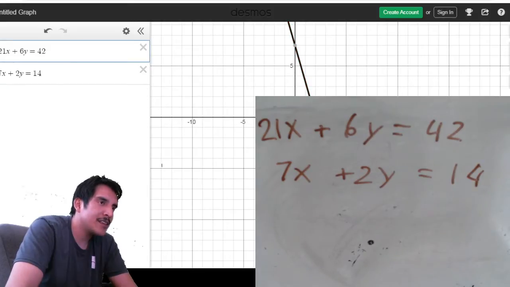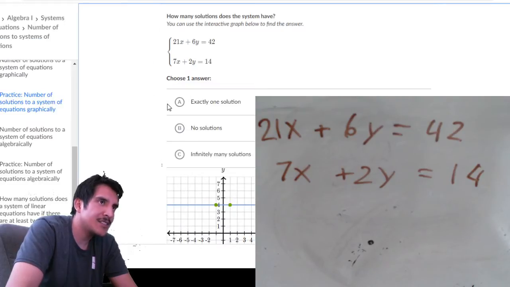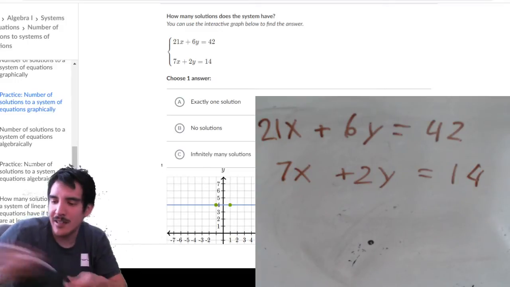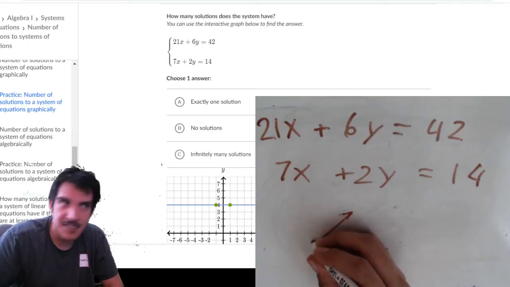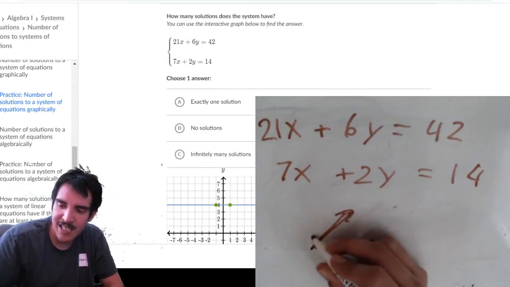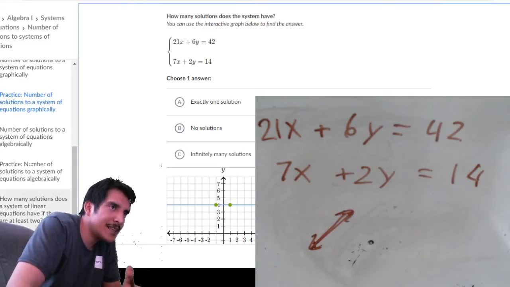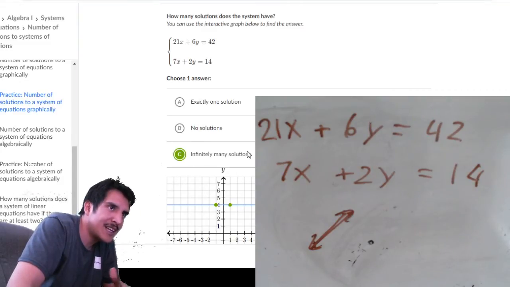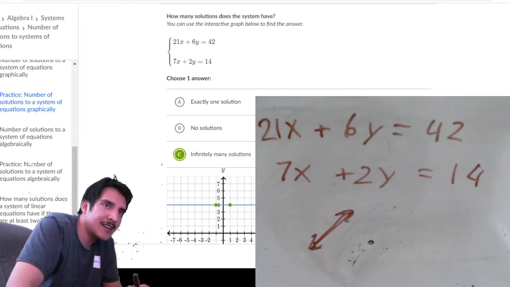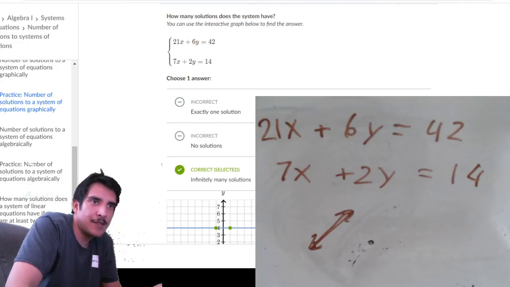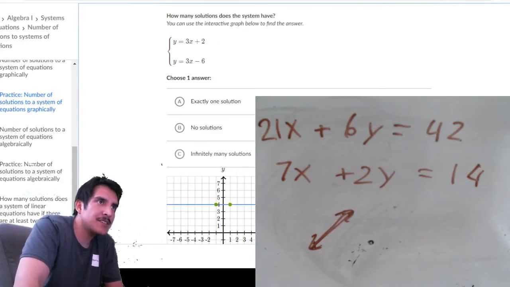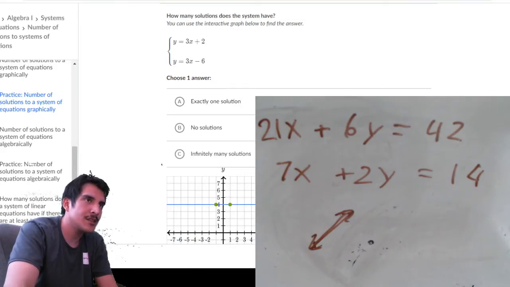Whenever they are the exact same line, I want you to think, how many times does this line intersect? If I have a line like this, and then I have the exact same line right on top of it, that line intersects not one time, but infinitely many times. So if it's the exact same line, you click infinitely many. That's how you graph the lines, and we're just going to see if they cross or if they don't. Next question. For this one, I am going to use the graphing tool that they give me.